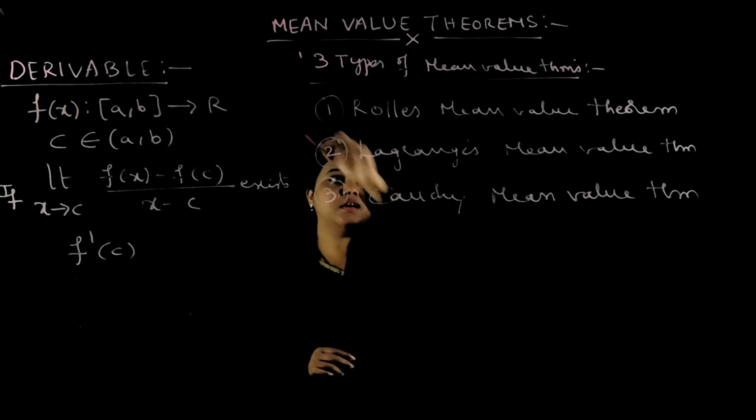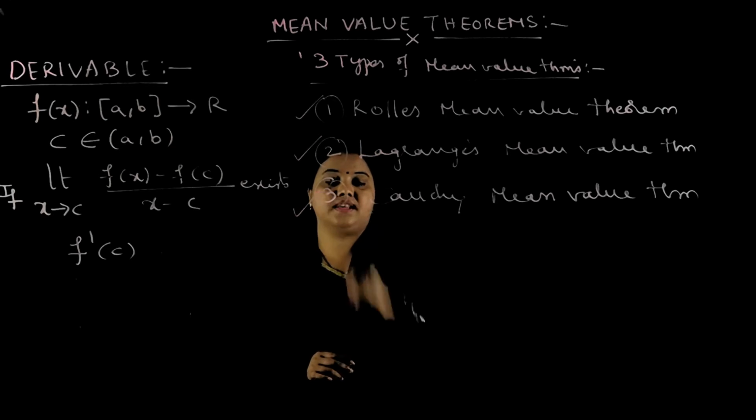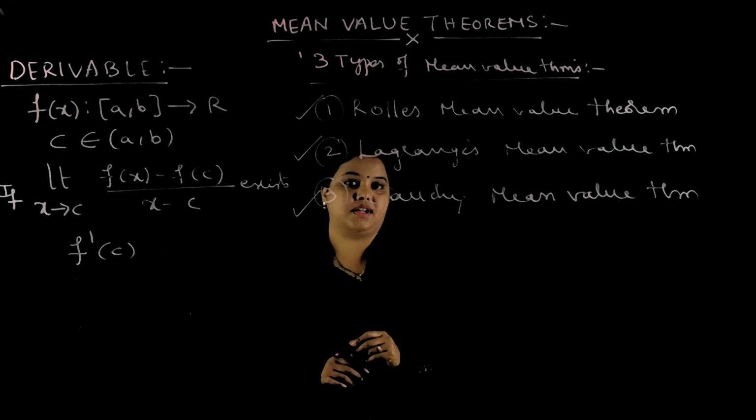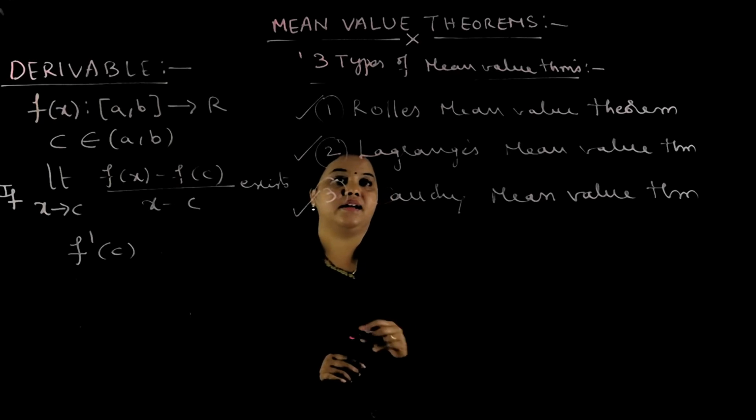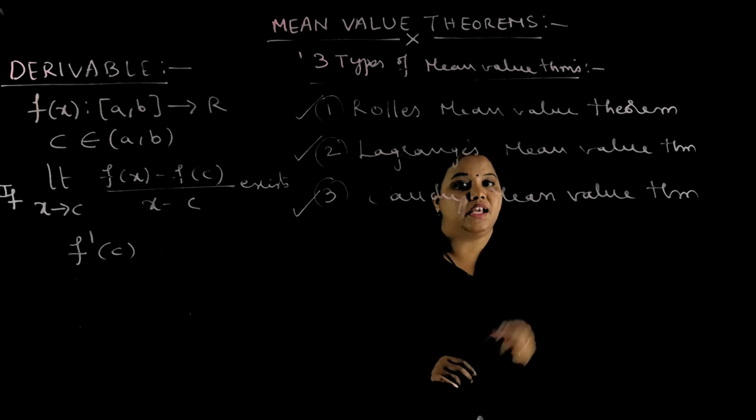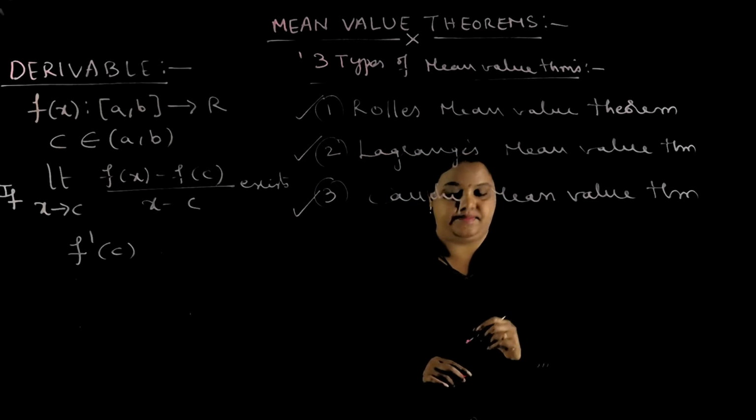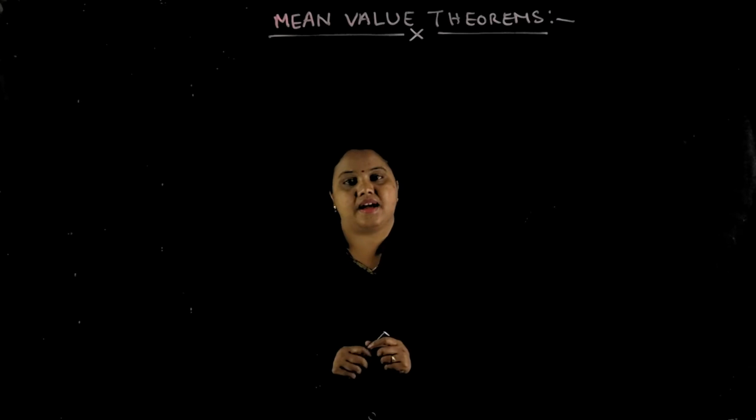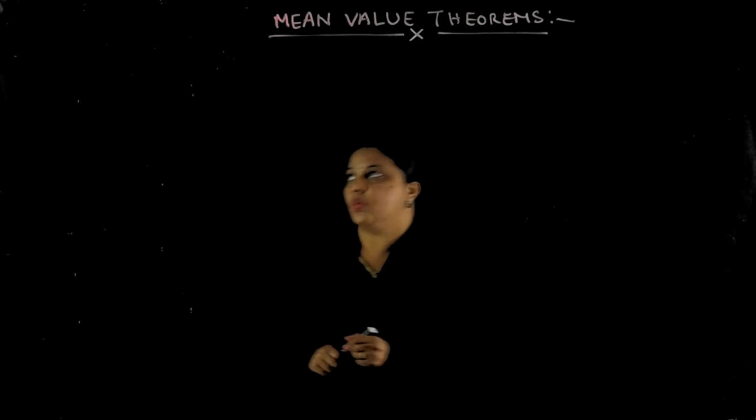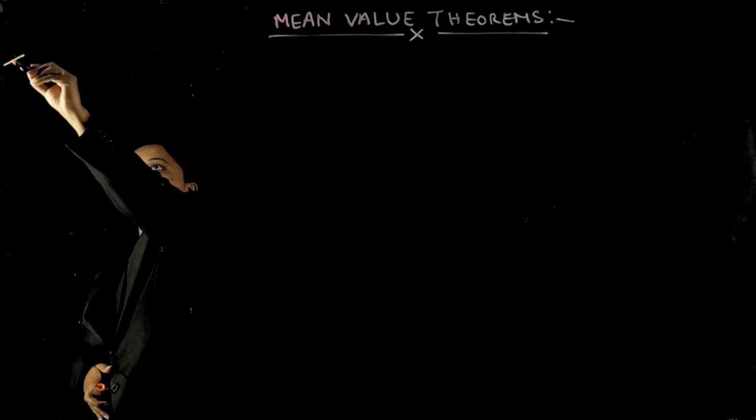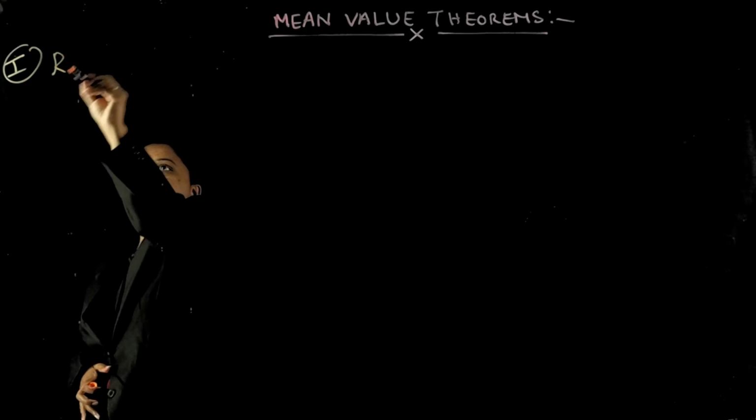So, one is Rolle's mean value theorem, the other one is Lagrange's mean value theorem, the other one is Cauchy mean value theorem. Now, understand each of these theorems separately. Now, let us start with the first theorem, which is known as Rolle's mean value theorem.